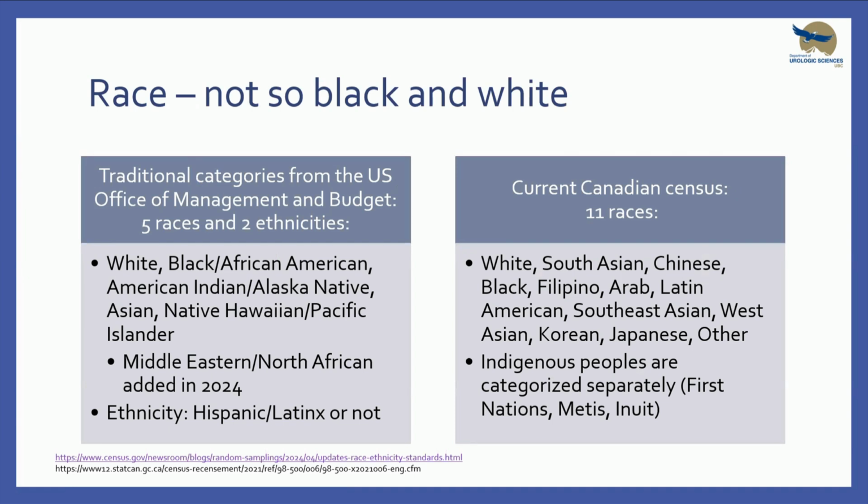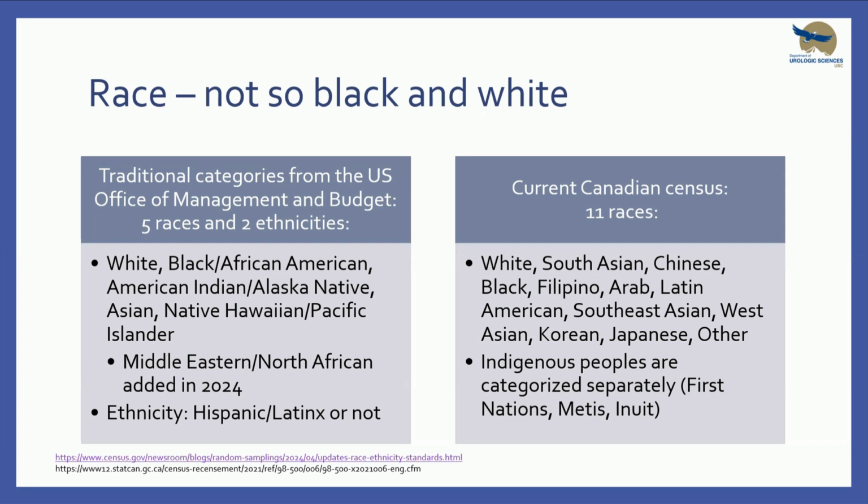In a lot of traditional race-based studies, they use this definition on the left, so the traditional categories from the U.S. Office of Management and Budget, which is broken down into 5 races and 2 ethnicities. So you have white, Black or African American, American Indian or Alaska Native, Asian, and Native Hawaiian and Pacific Islander. Surprisingly, Middle Eastern or North African is a new category that was added just last year. In terms of ethnicity, you have Hispanic or Latinx or non-Hispanic.